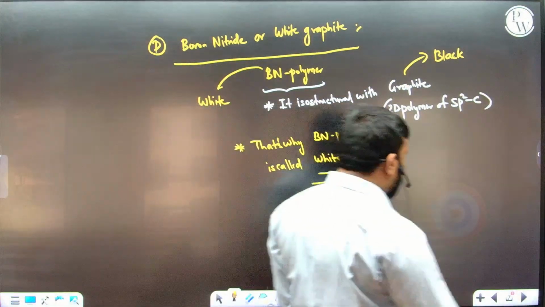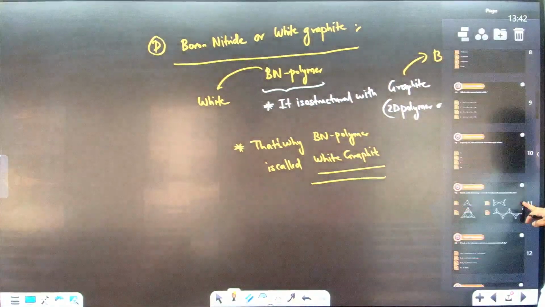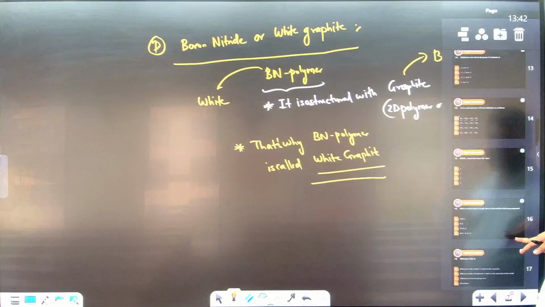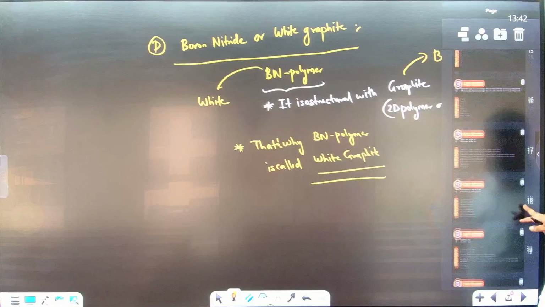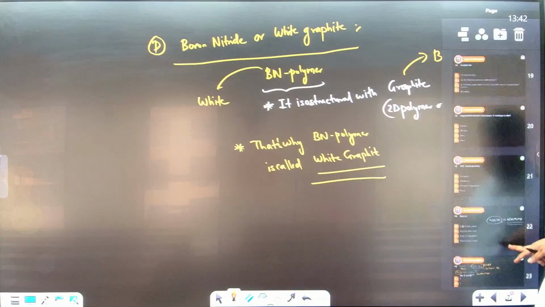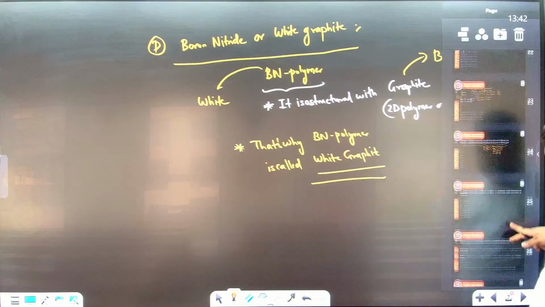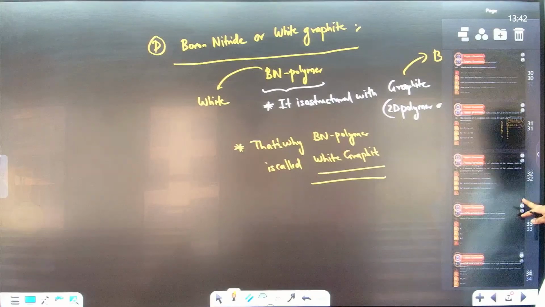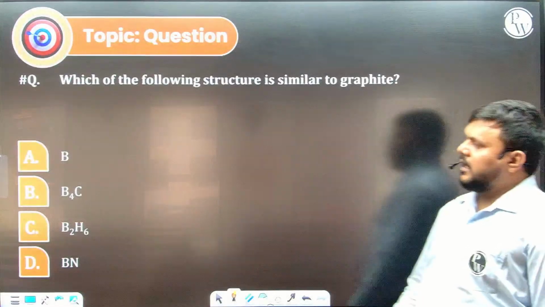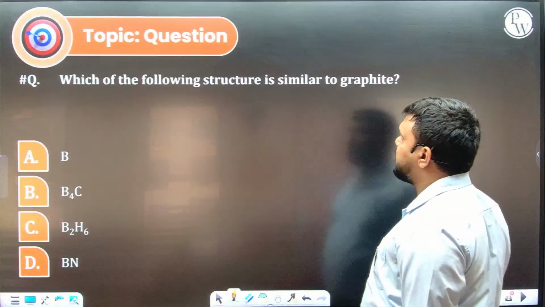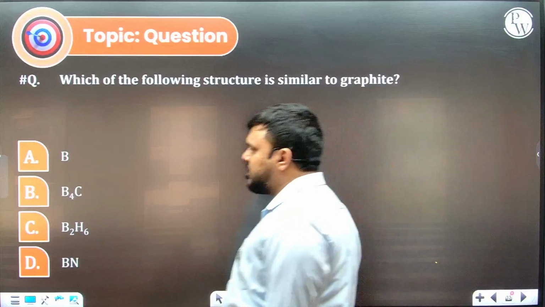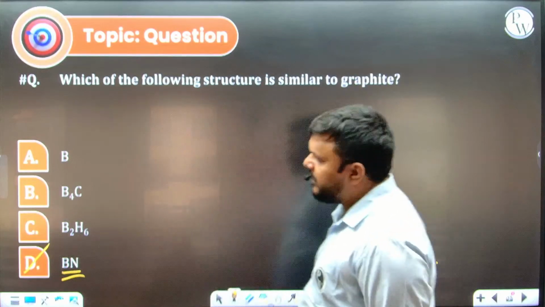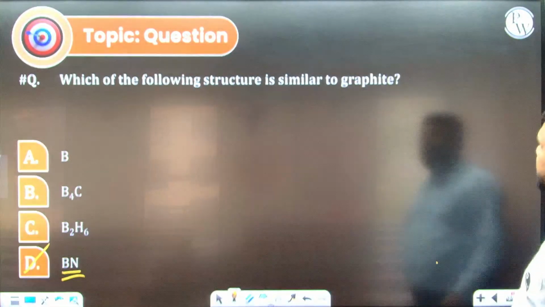So this was also asked as a PYQ. They have asked in the PYQs. Let us see what the PYQ asked. Yeah, so this was the PYQ question. They asked which of the following is the structure similar to graphite. So we already discussed BN. This is white graphite, boron nitride polymer, which is having the same structure as that of graphite over here. Okay.